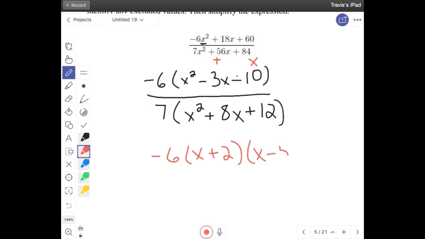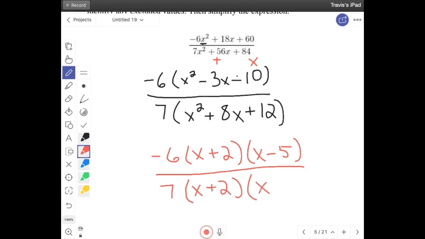x plus 2, x minus 5, all over. We're going to do the same thing on the bottom. So what multiplies to get 12 but adds up to get 8? This one's a little bit easier. That's x plus 2 and x plus 6.